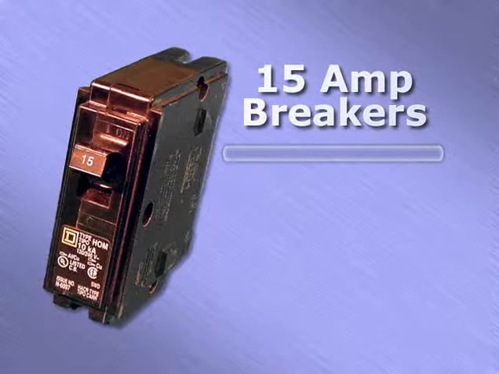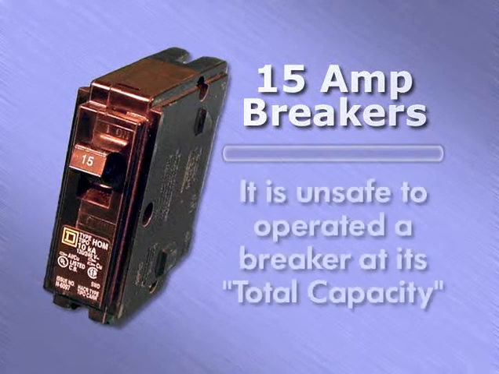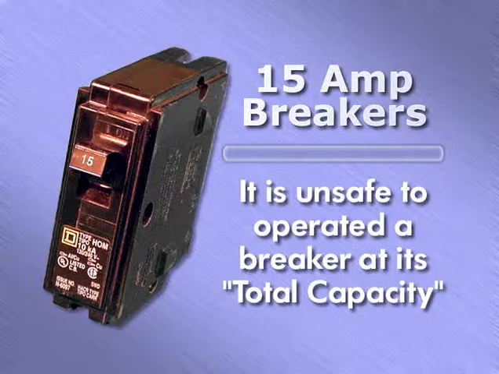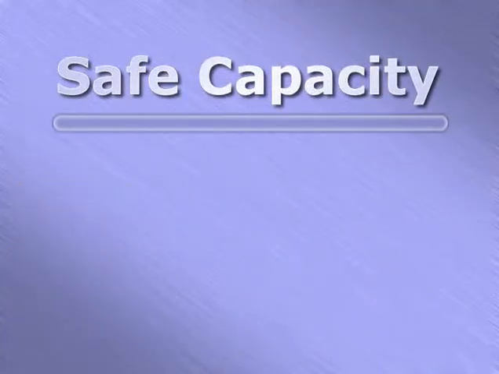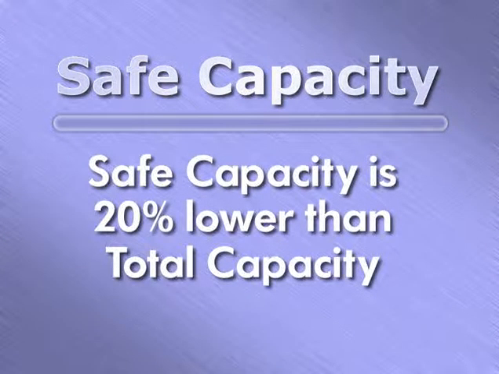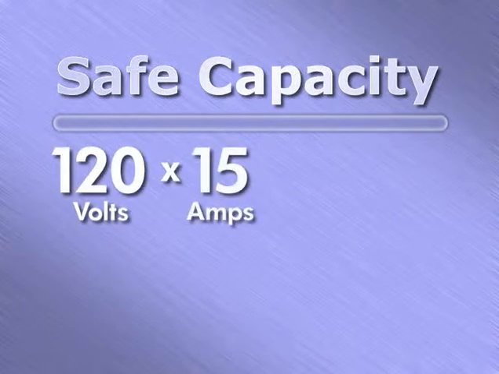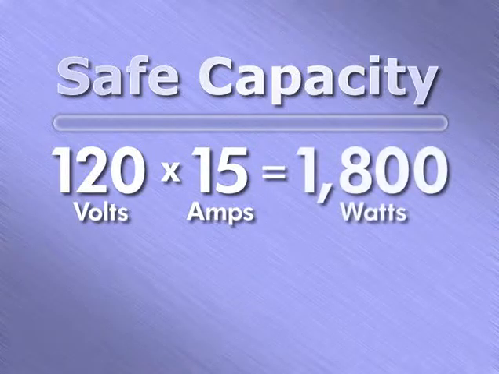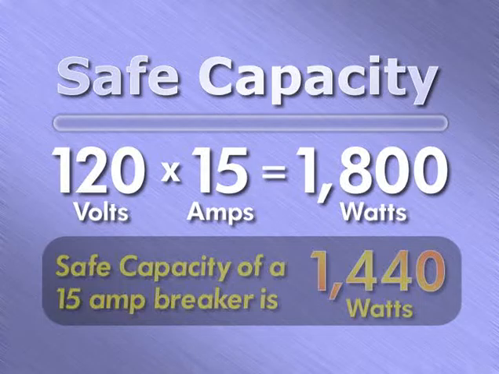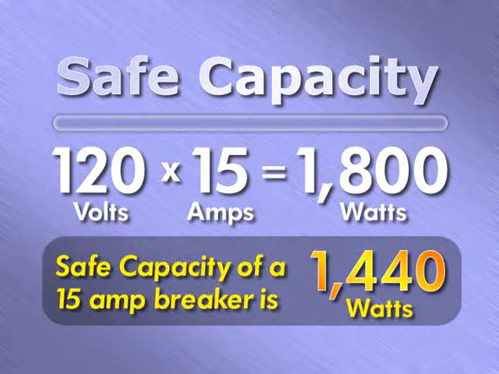Even though a breaker may have a rating of, say, 15 amps, it is unsafe to operate a circuit at its total capacity. You should never exceed what is known as the breaker's safe capacity. A circuit's safe capacity is 20% lower than its total capacity. This means that if a breaker has a rating of 15 amps and can sustain power of 1,800 total watts, the total amount of current passing through that circuit should never exceed the safe capacity of 1,440 watts.